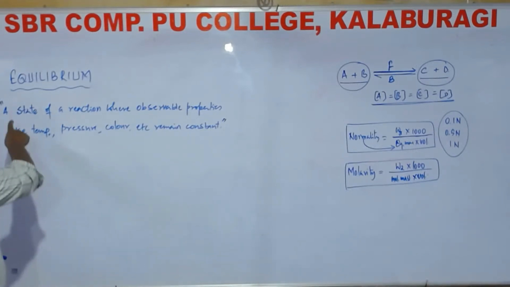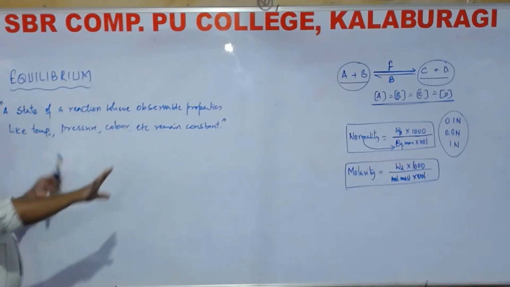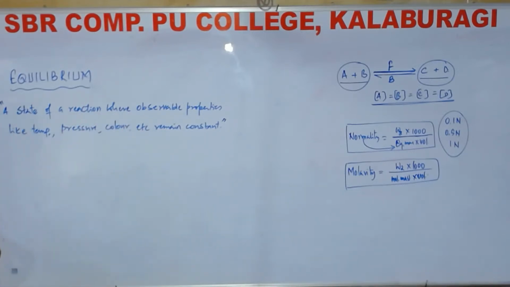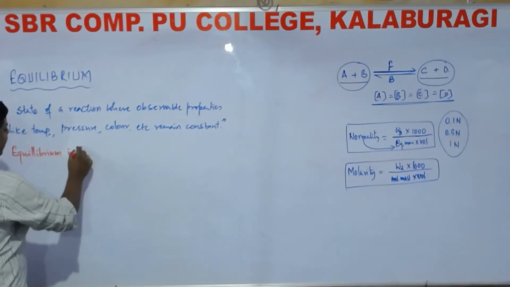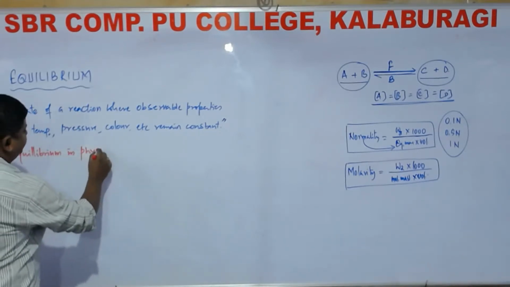So, any particular state of a reaction where observable properties like temperature, pressure, color, etc. remain constant, that particular state is commonly known as equilibrium. Now we have to discuss this particular concept of equilibrium, the concept of equilibrium in different types of physical processes.